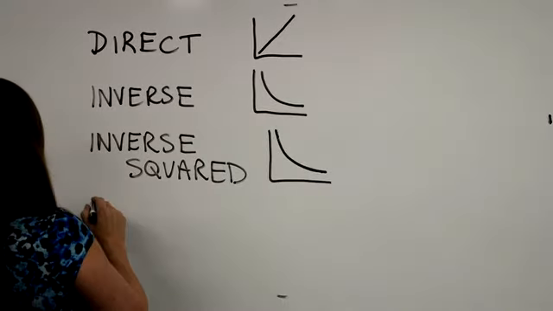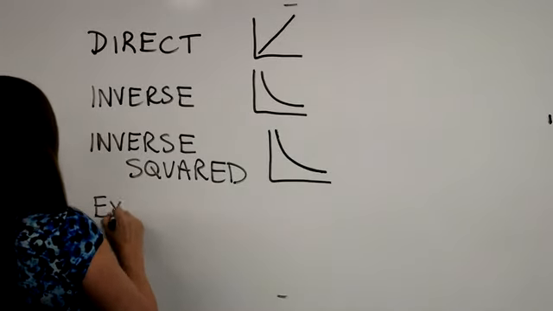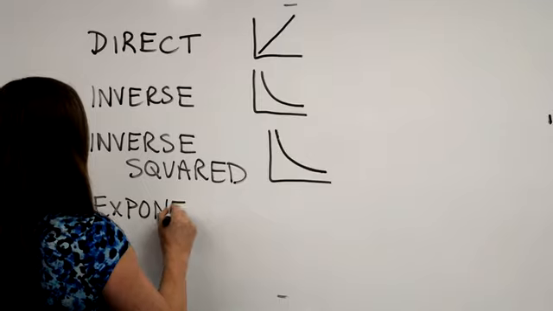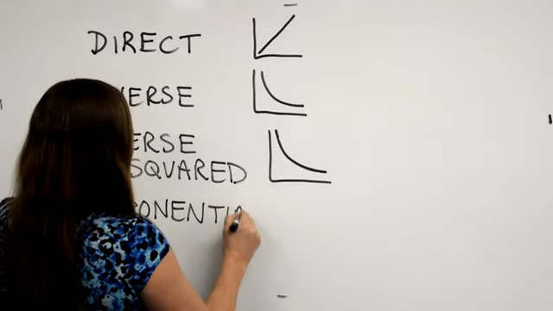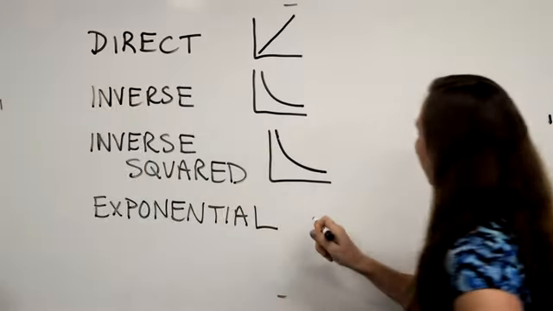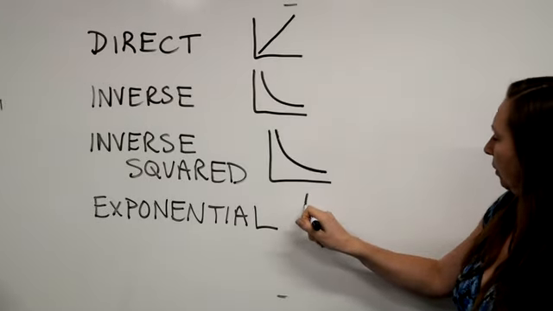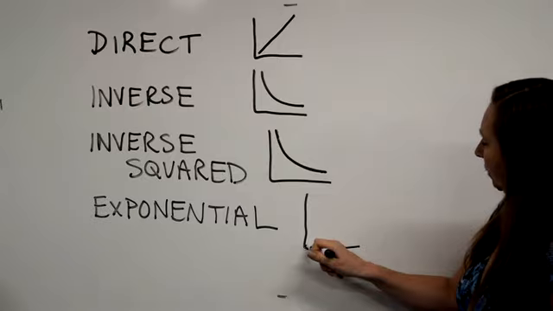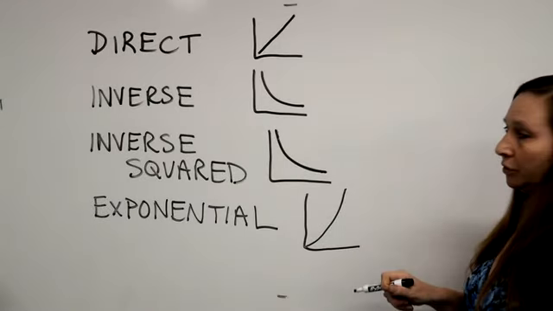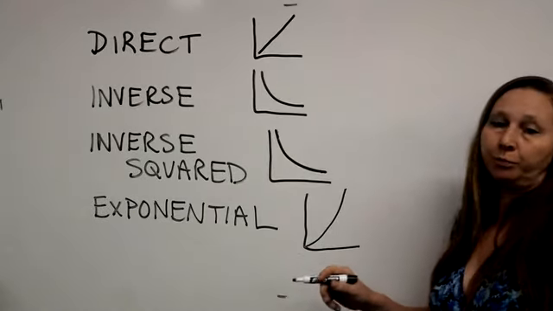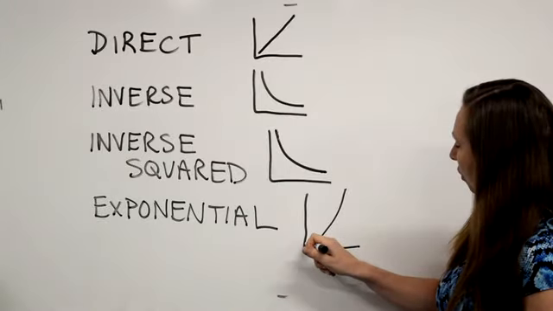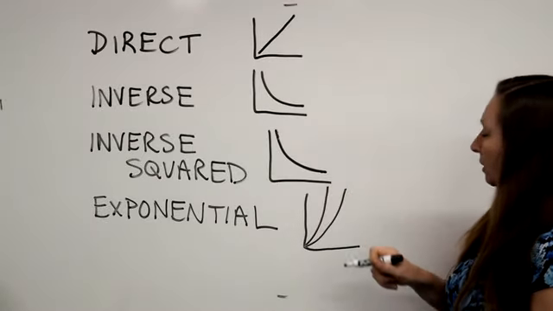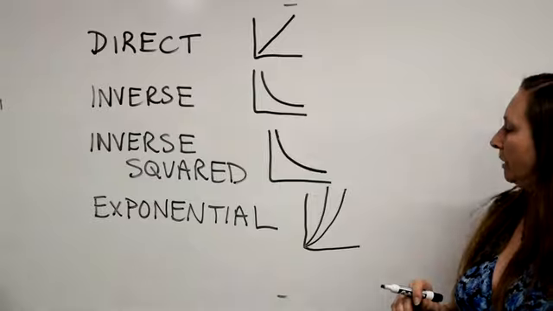You have an exponential relationship. Exponential. All right. And if the relationship were squared, it would go up slowly. If the relationship were cubed, it would go up faster. All right, so that's an exponential relationship.